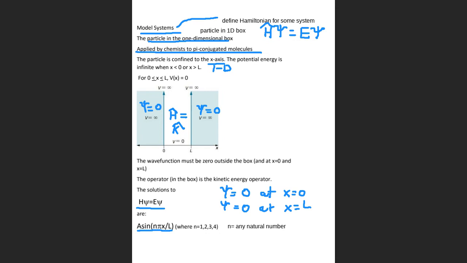Okay, now if you look at these sine functions down here, you will see that they meet this criteria. If you plug 0 in for x, you get sine of 0, which is 0. If you plug L in for x, you get sine of n pi for some natural number, and sine of pi, and sine of 2 pi, and sine of all the pi's is 0. So unlike the free particle, this satisfies the boundary conditions imposed by the particle in the box. Now, as I mentioned earlier, this is an infinite number of solutions.